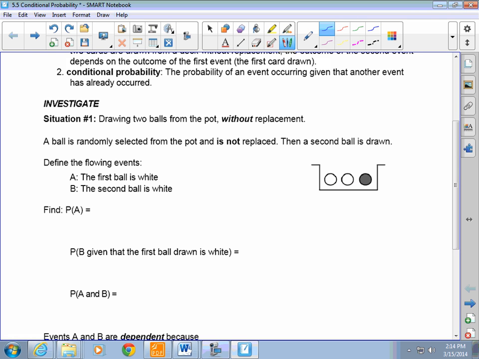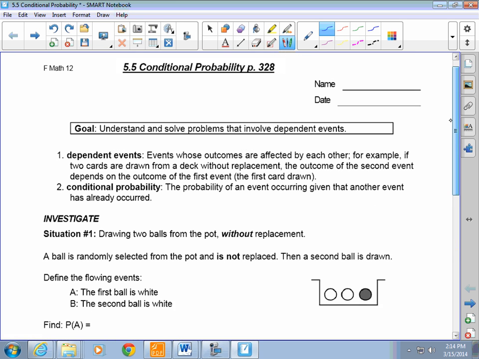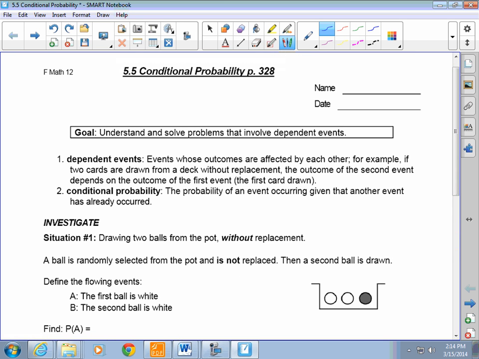5.5 is conditional probability. So what we're doing in this section is we're trying to understand and solve problems that involve dependent events. If something is dependent, then that means one thing has to happen in order for another thing to happen when we're talking about events.